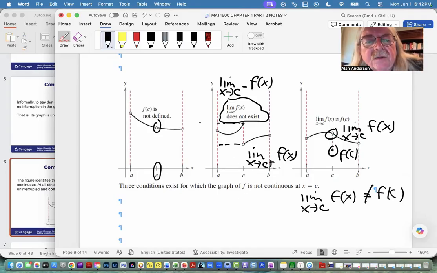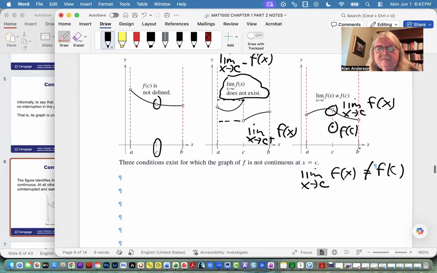Okay, so there's three ways in which the function can be discontinuous over an interval. Number one, it is undefined at a given point in that interval. Number two, there comes a point where the limits are different on the left and the right. And number three, there is a limit at that point, but it does not equal f of c. Those are the only three ways this can happen.